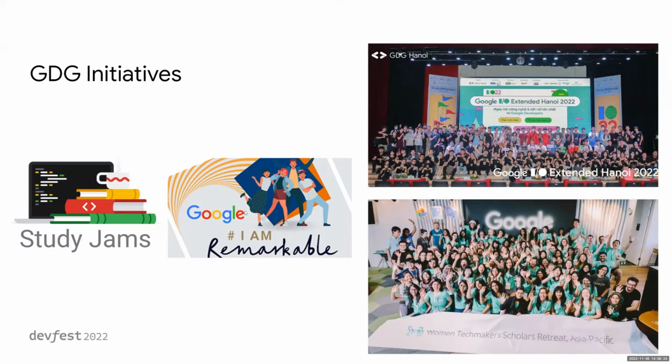There is also the I Am Remarkable event, where we celebrate our achievements as people to be remarkable in communities. Also, there is I/O Extend, which is about discussing the technology that has been presented in Google's yearly I/O summit. Also, there is Women Tech Makers, which is another initiative that supports women and helps them boost their confidence.